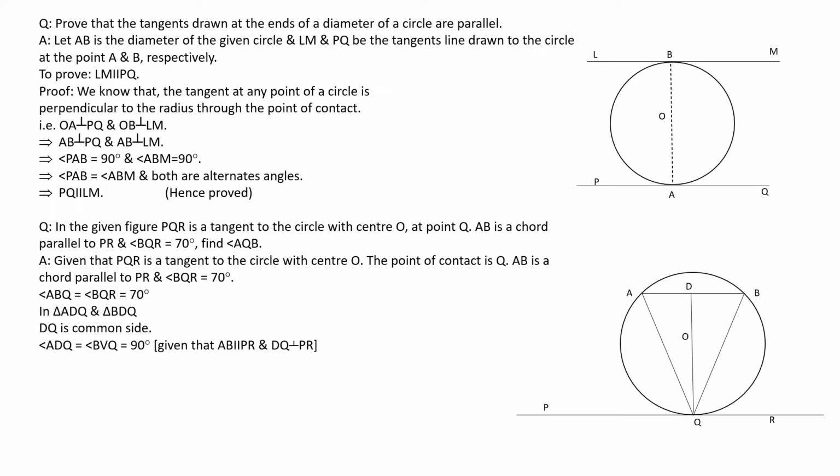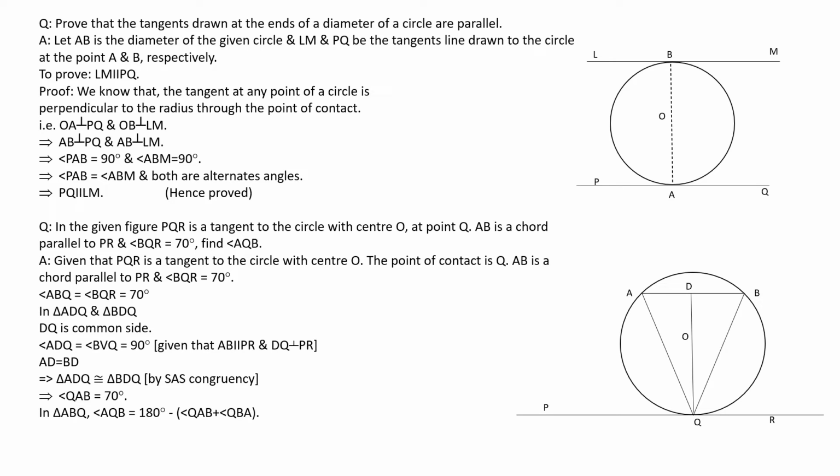Angle ADQ equals angle BDQ, which equals 90 degrees, because AB is parallel to PR and DQ is perpendicular to PR. Also AD equals BD. So this implies triangle ADQ is congruent to triangle BDQ by SAS congruency. This implies that angle QAB equals 70 degrees.